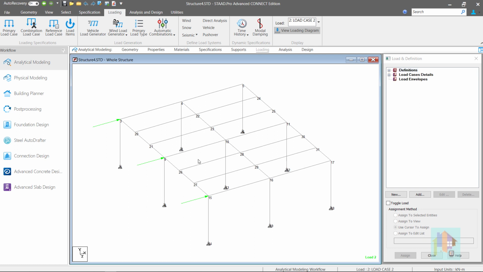There are multiple solutions. We can resist this lateral movement by introducing bracing member like a cross bracing or partial bracing, or change the support condition. For this model, this type of arrangement is not feasible due to the project requirement, and we need to consider some other options to resist this deflection.